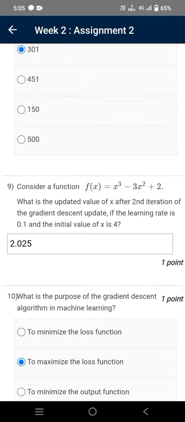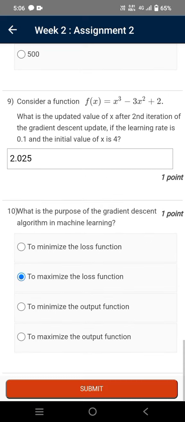Question 9th. Answer will be 2.025. Not integer, it's a real number. Question 10th. Answer will be option B. To maximize the loss function.